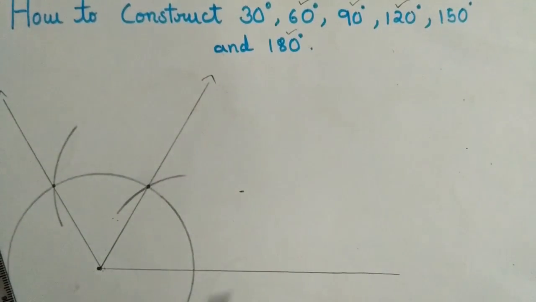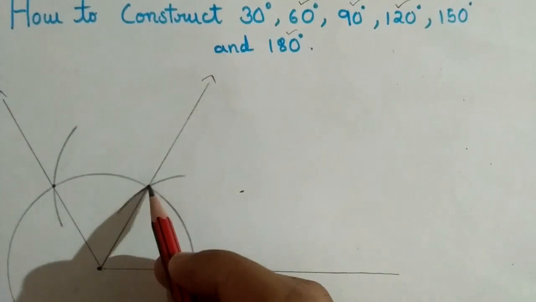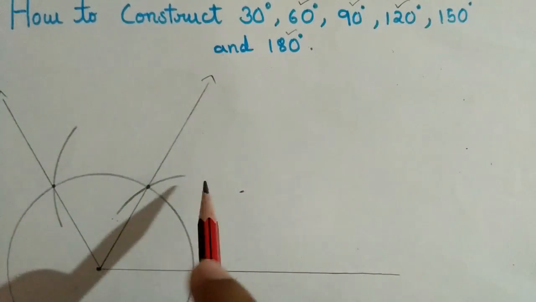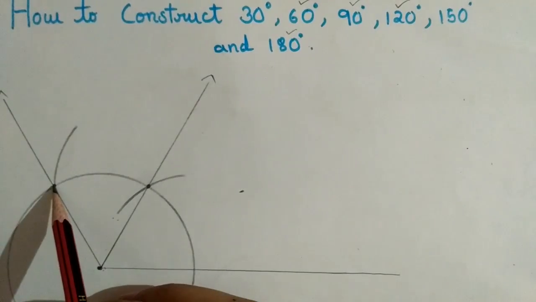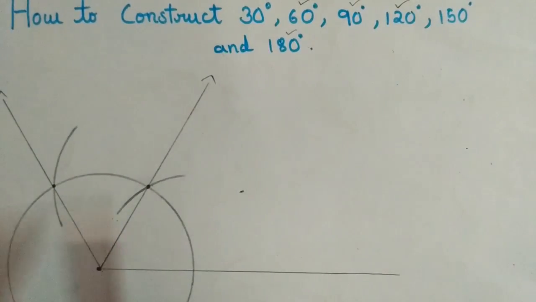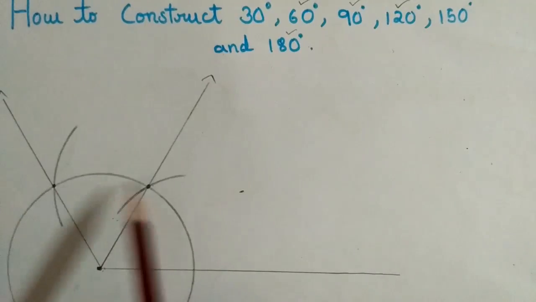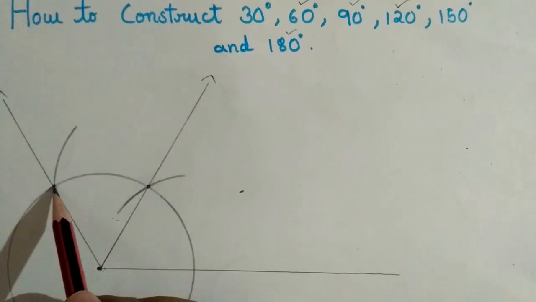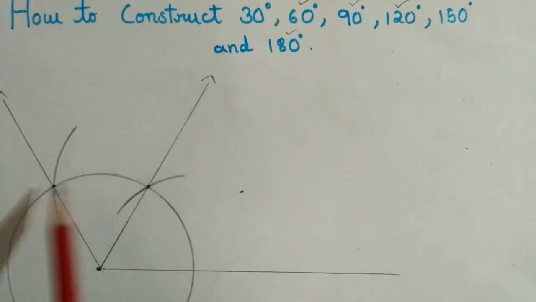And now we have to find 90 degree. How to find 90 degree? You can see friends, this is 120 degree and this is 60 degree. 120 plus 60 divided by 2 is 90. So this angle plus this angle divided by 2 is 90 degrees. So you bisect the angle in between to get 90 degree.